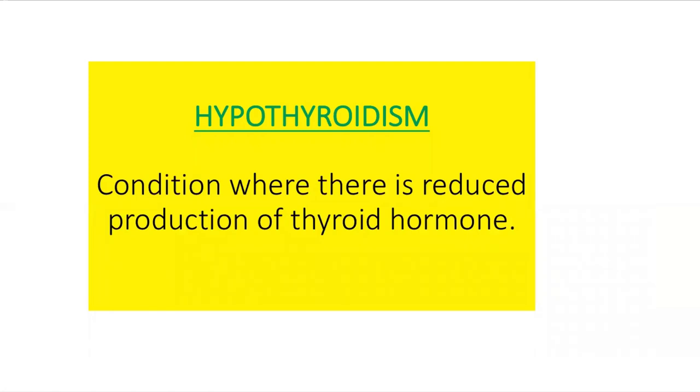This is a case of hypothyroidism. What is hypothyroidism? It is a condition where there is reduced hormone production of the thyroid gland. احنا اتكلمنا في حالة شادية إن كان عندها hyperthyroidism, increased production of the thyroid hormone. أما شادي فهو عنده reduced production of the thyroid hormone.